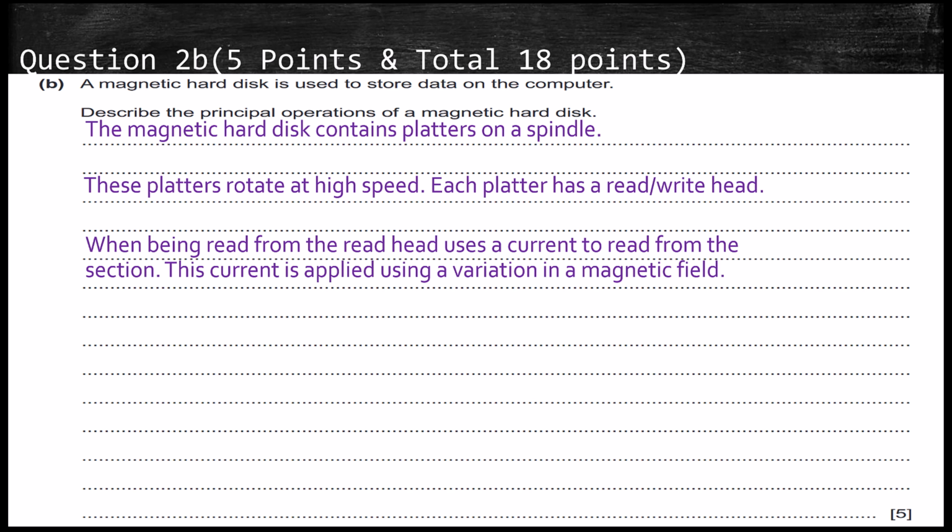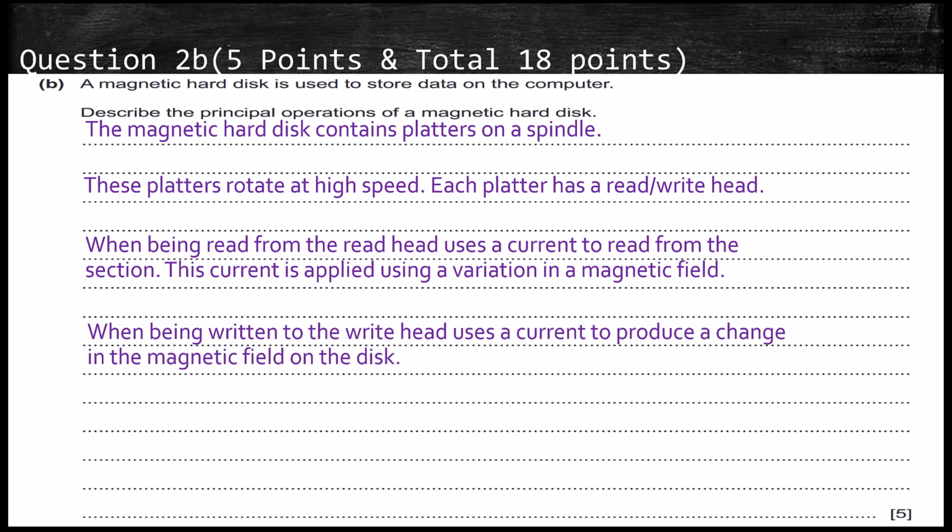Now, when being read from, the read head uses a current to read from the section of the hard drive that it's reading from. Now, the current that it uses is applied using a variation in a magnetic field, and that's why it's called a magnetic hard disk. It works through the properties of magnetism. When being written to, the write head uses a current to produce a change in the magnetic field on the disk so we can actually save data to the disk itself.